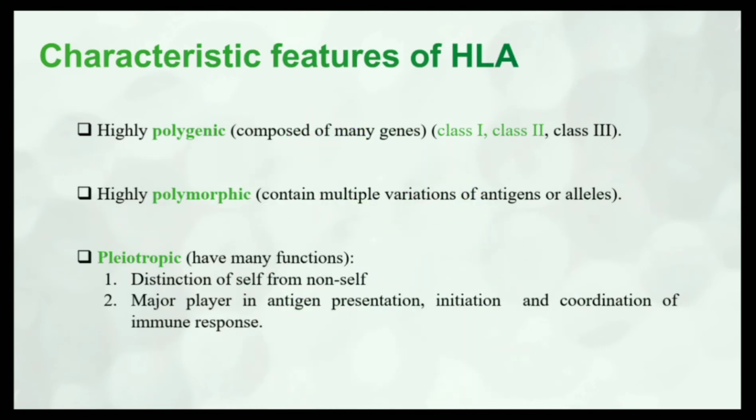Coming to characteristic features of HLA, it is highly polygenic, which means it is composed of many genes, class 1, class 2 and class 3. The main two classes are class 1 and class 2. It is highly polymorphic, which means it contains multiple variations of antigens or alleles, and it is pleiotropic, which means it has many functions like distinction of self from non-self and being a major player in antigen presentation, initiation and coordination of the immune response.